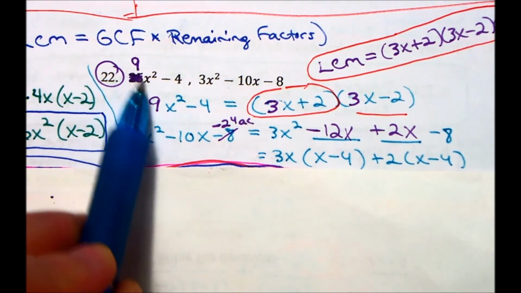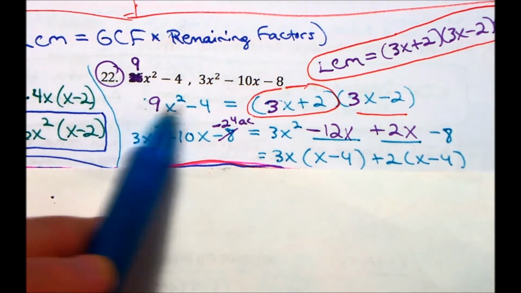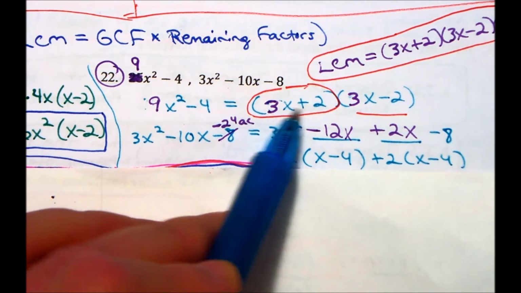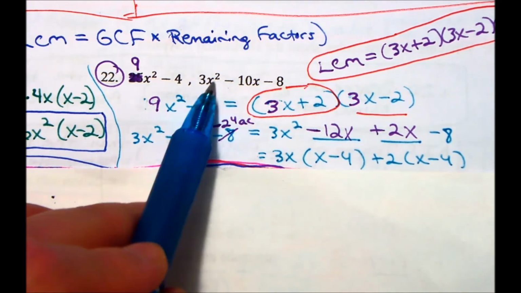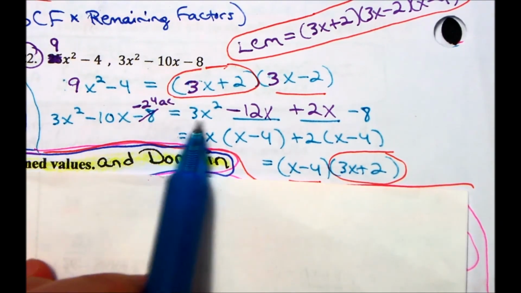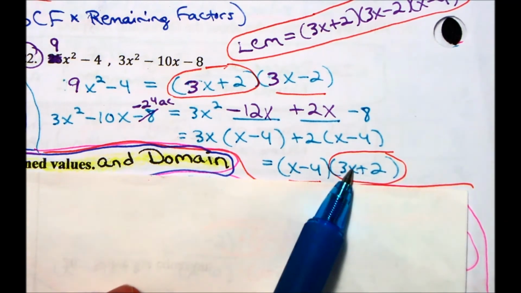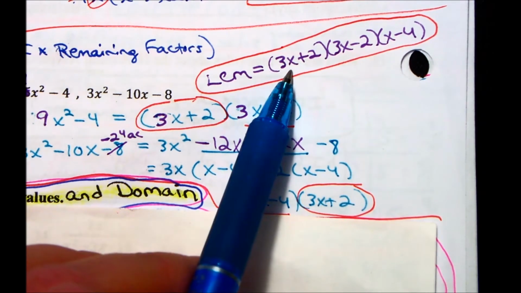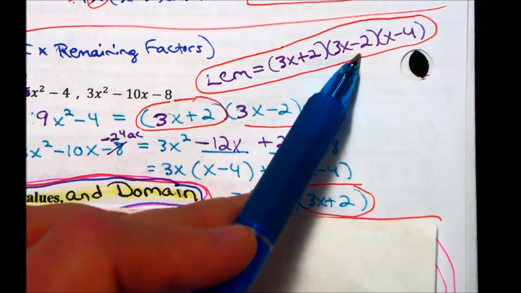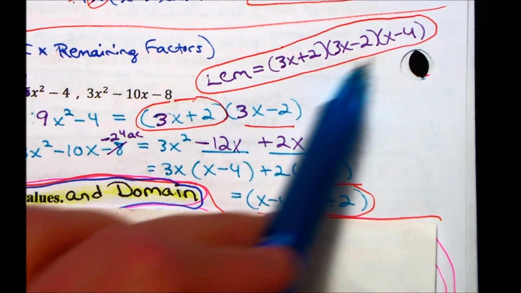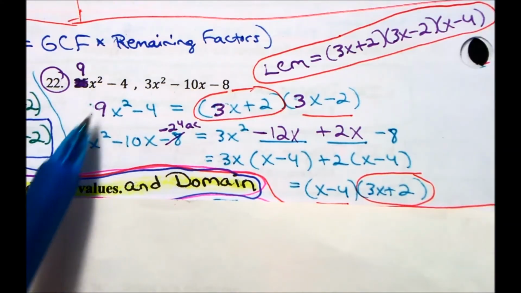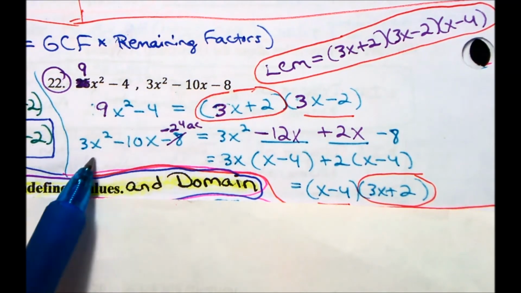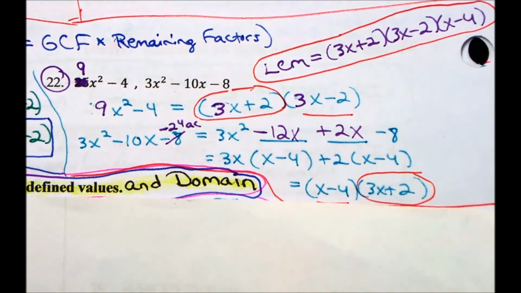Now this should be changed on your copy to be 9x squared minus 4, and then that would factor into 3x plus 2 and 3x minus 2. And then this trinomial we would factor with the AC method, which would work out to be x minus 4 and 3x plus 2. So your least common multiple contains what do they have in common? 3x plus 2. What do they not have in common? The 3x minus 2 and the x minus 4. So that's the least common denominator, or least common multiple, of 9x squared minus 4 and 3x squared minus 10x minus 8.